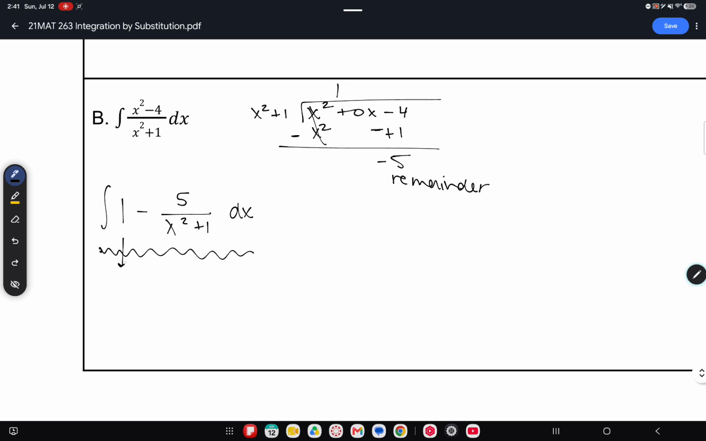We, for our sake, can integrate the 1, but in this course we don't do trig stuff, and this is an inverse trig right here. So there's nothing else we could do with that at the level we are at here.